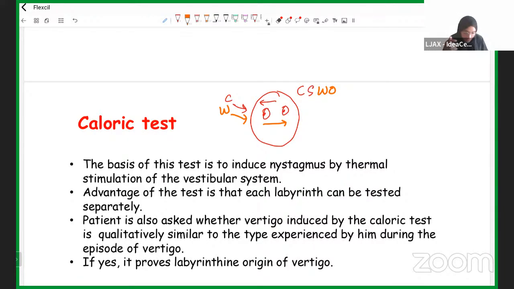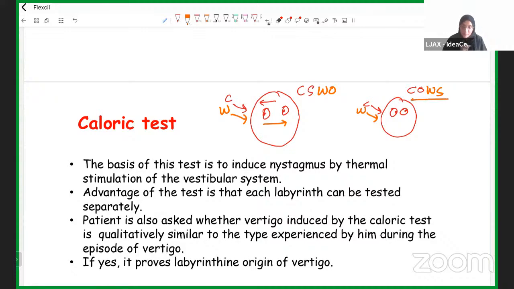Now, when the nystagmus comes in, let's say you induced water in the right ear. The nystagmus will happen on the opposite side. So that is COWS, the first part: CO. And when you induce warm water, the nystagmus will happen on the same side.